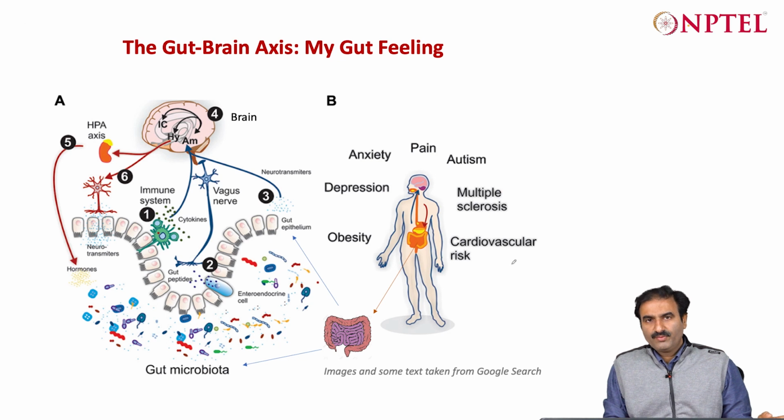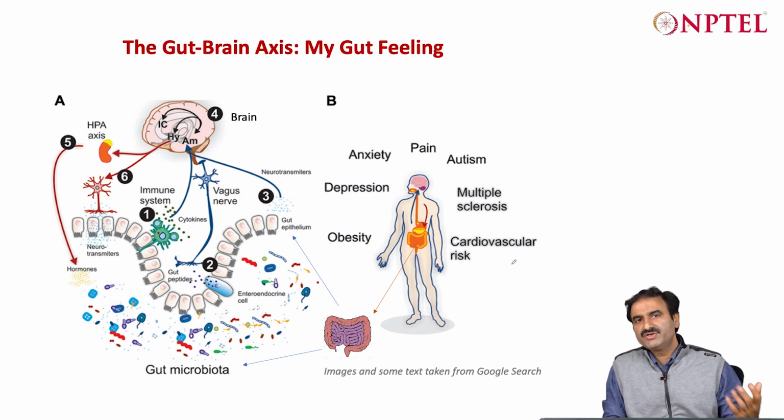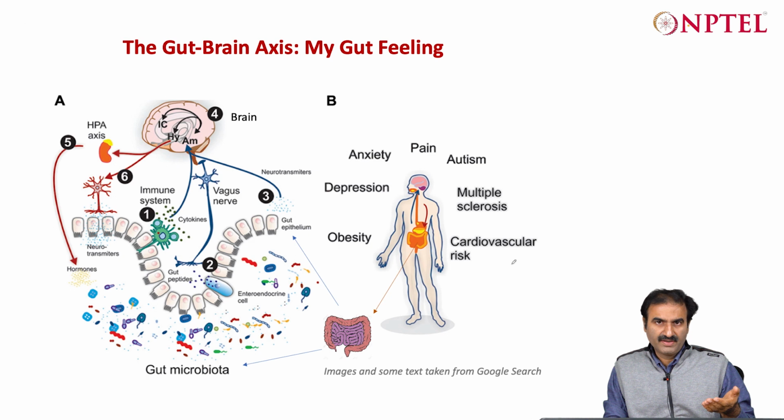So this gut microbiome, when you say gut feeling, is also altering your feeling, mood, and behavior, because they are producing a lot of metabolites which can actually reach your brain and can impact your behavior, mood, and depression. They have been associated with autism, anxiety, pain, depression, obesity, and definitely cardiovascular disease. So basically microbes are not only degrading your food, but also impacting the host immune system and behavior by their respective composition.